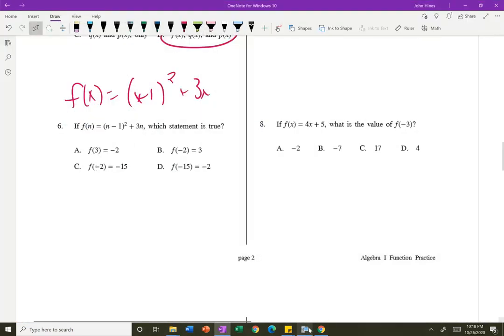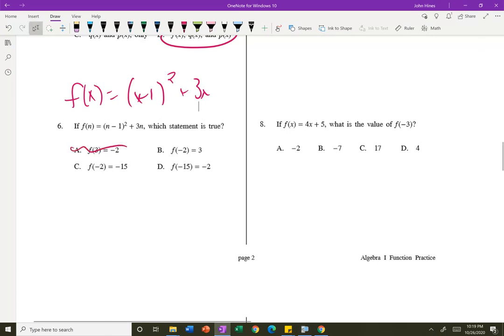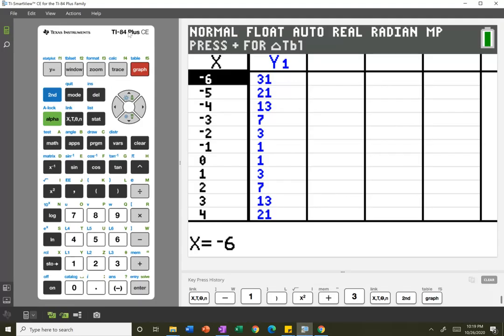There. F of 3 equals negative 2? When I go to 3, does it equal negative 2? No, 3 outputs a 13. It's not choice A. Negative 2, let's go to negative 2 in the table.